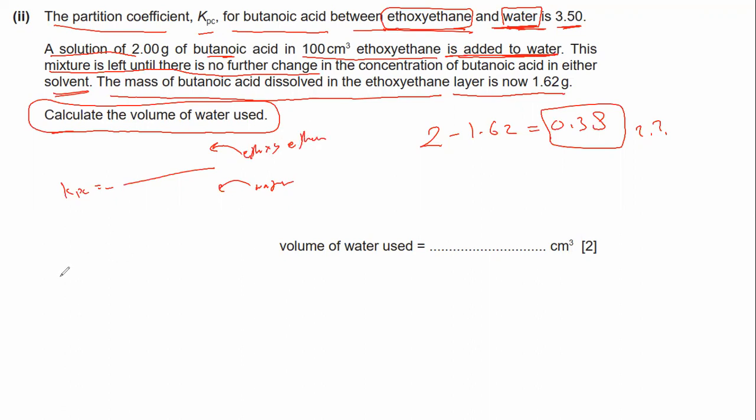Ethoxyethane. So KPC, guys, is the 3.5, equal to the concentration in ethoxyethane. What will it be? The mass of butanoic acid dissolved in ethoxyethane was 1.62. But what is the volume of ethoxyethane? A solution, 2 grams of butanoic acid in 100 centimeter cubic.